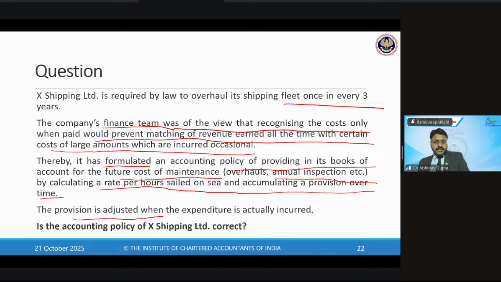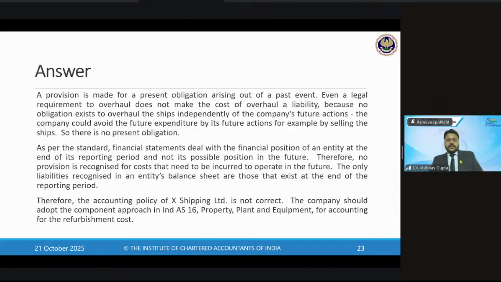The provision is adjusted as and when the actual expenditure is incurred. Whether the accounting policy of X Shipping Limited is correct? No, it is incorrect. Why? Ind AS 16 comes into play. The original cost will be capitalized and depreciated over the period of 3 years, and as and when the new cost is incurred, that will again be capitalized and depreciated over its useful life going forward. So no provision is required, and the company has recorded a provision, so the provision will be reversed, right? Yes. Correct.